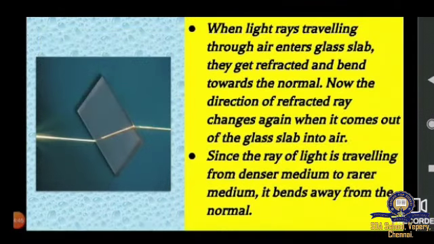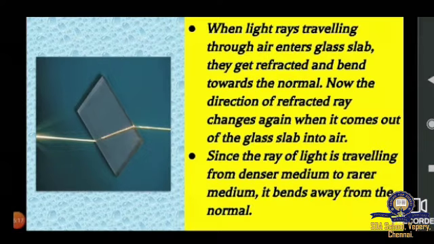It will be refracted 2 times. In this picture, can you see it? There are 2 bendings in that glass slab. When the light rays traveling through air enter the glass slab, they get refracted and bend towards the normal. So, there is one refraction. Now, the direction of the refracted ray changes again when it comes out of the glass slab into the air. Since the ray of light is traveling from denser medium to rarer medium, it bends away from the normal.